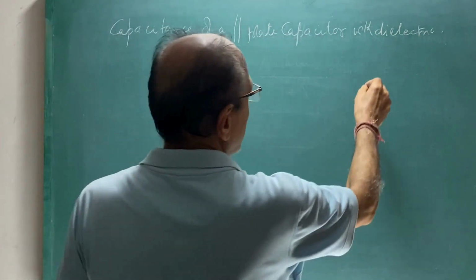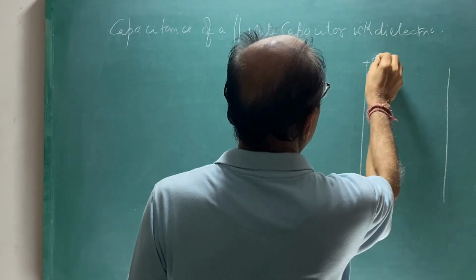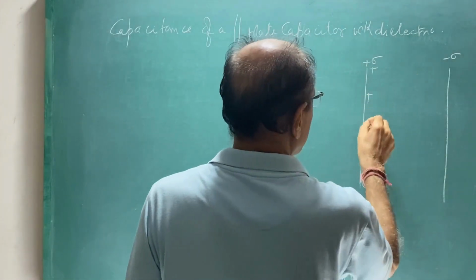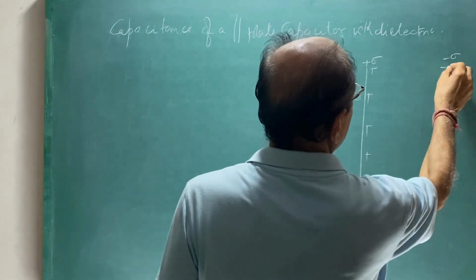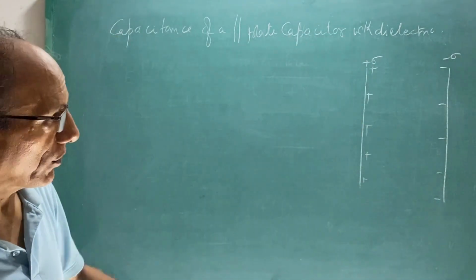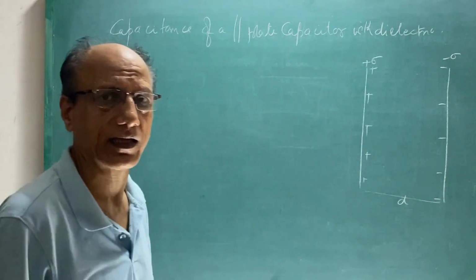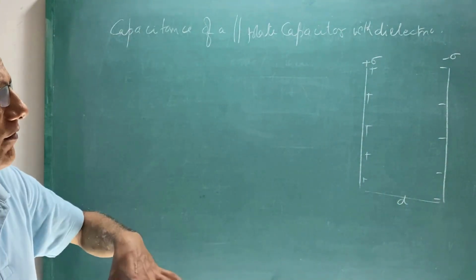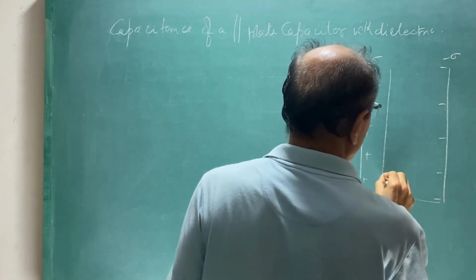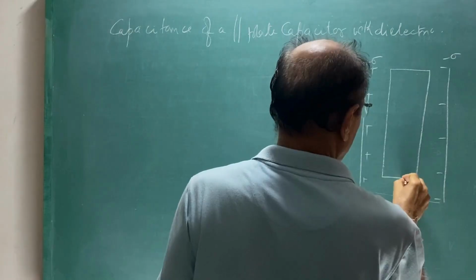So let us say this is the parallel plate capacitor having charge density sigma. Here it is minus sigma, so this is plus, this is plus, this is plus, this is negative, this is negative, this is negative. Now the separation between these plates is D. Now a slab of dielectric of thickness T is introduced. This is the T thickness.